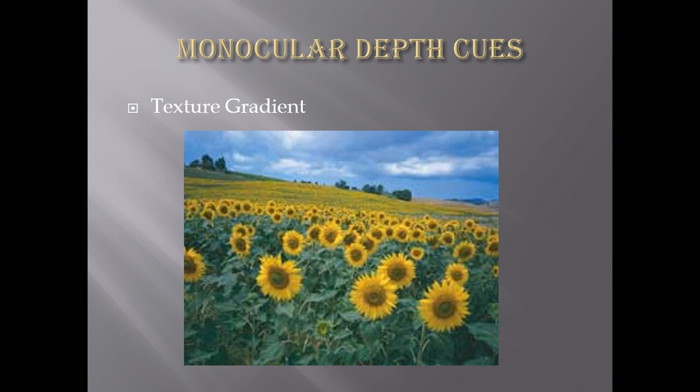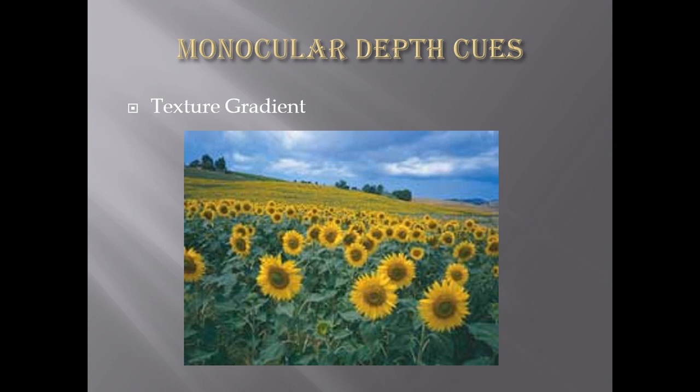Now, these monocular depth cues are what we call pictorial cues or picture cues, okay? They don't really focus on motion or movement. And I may go through these real fast. If I go too fast, just obviously stop the video and write down whatever you need. But another type of monocular depth cue that really only requires one eye is called texture gradient.